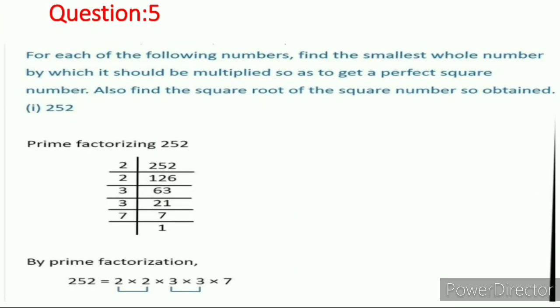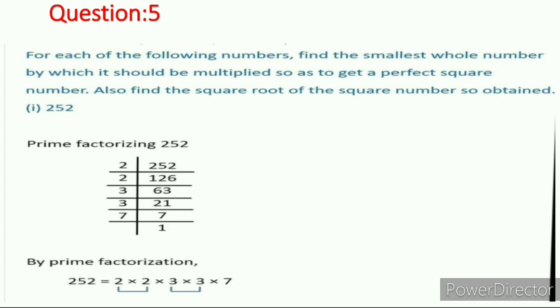Yes, let's start with the first question. For each of the following numbers, find the smallest whole number by which it should be multiplied so as to get a perfect square number. Also, find the square root of the square number so obtained. Here the number given is 252. First, it is a non-perfect square number, isn't it? Look at the ones digit, it is 2, so it is a non-perfect square.